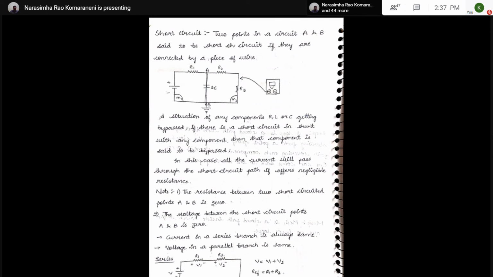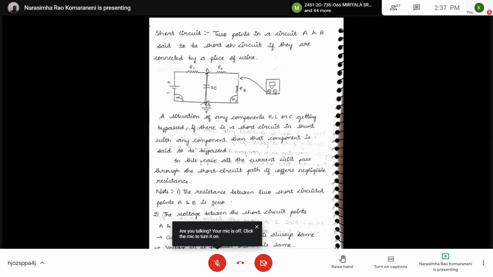At this short circuited point, the resistance is 0. And the voltage across these short circuited points is also 0. Is this clear? What is a short circuit? If there is no component between points A and B, and we connect only one piece of wire between them, we can call it a short circuit.